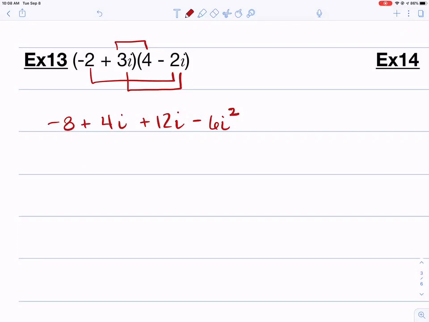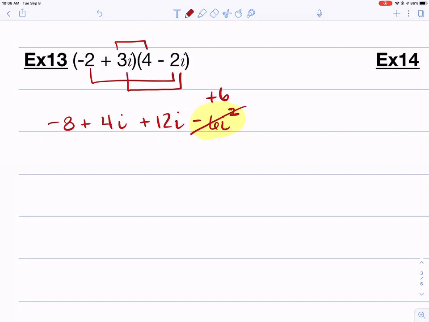Okay, now I'm not done because I have like terms that can be combined. Now Dylan just mentioned that negative 6i squared, this whole entire term, is going to turn into what? A positive 6 because of that i squared. Remember, i squared is the same as negative 1. So negative 6 times a negative 1 is a positive 6. All right, so now let's combine like terms.